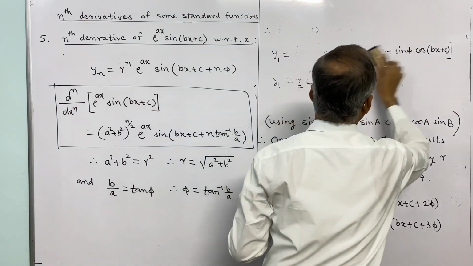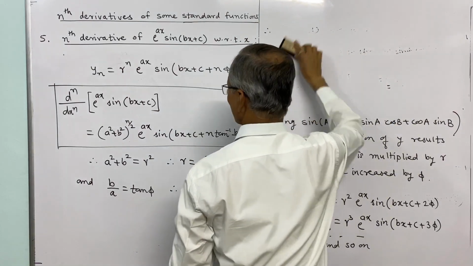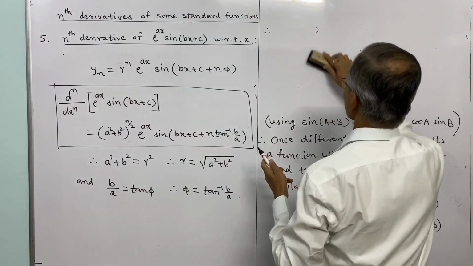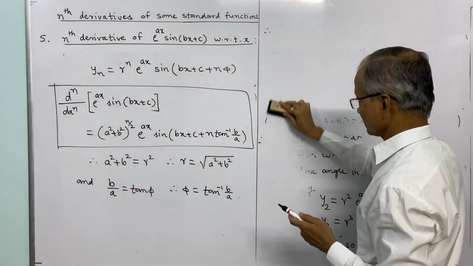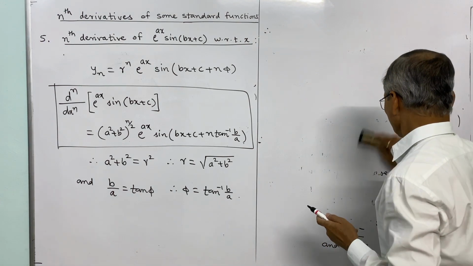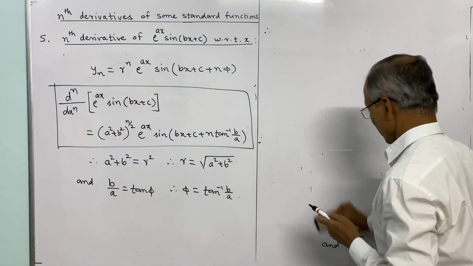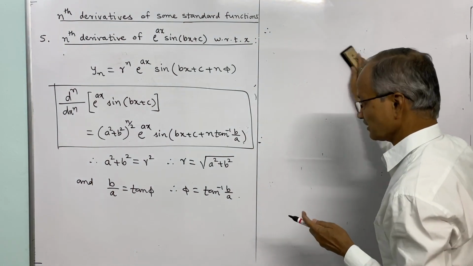And now the formula can be used whenever we have this type of expression. For example, if you want to find, say, the fourth derivative of e to the power 2x, I shall write here, for example.